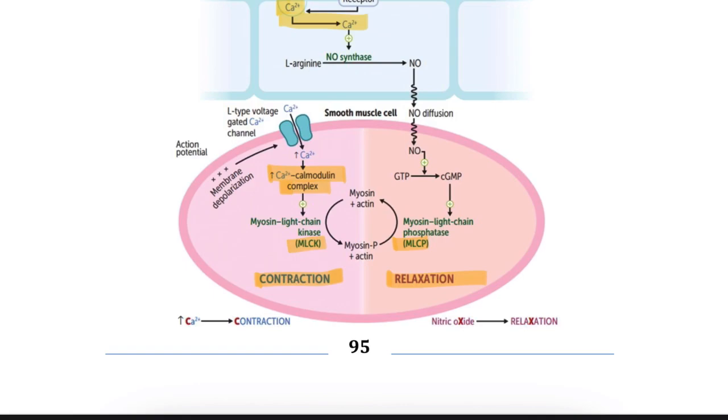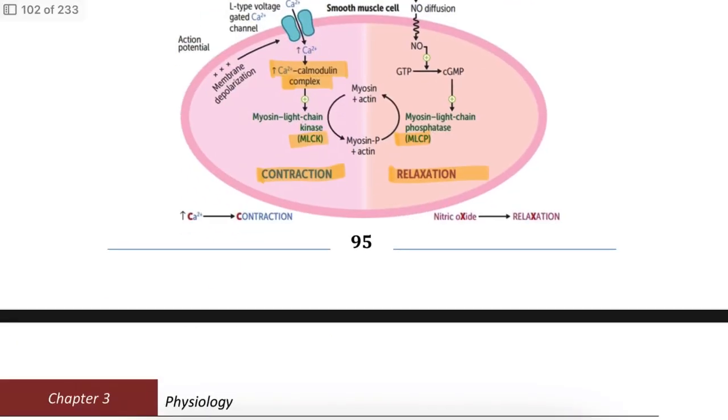This is how smooth muscle relaxes. Next we can see nitric oxide also doing relaxation. How does nitric oxide do relaxation? In endothelial cells, endothelial cells produce nitric oxide when agonists like bradykinin and acetylcholine bind to receptors on endothelial cells.